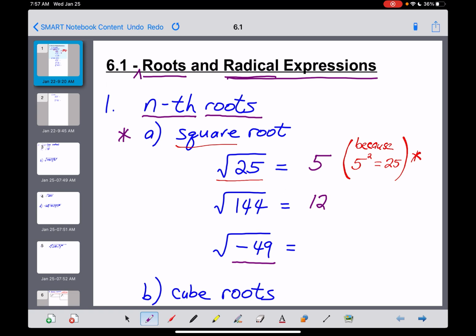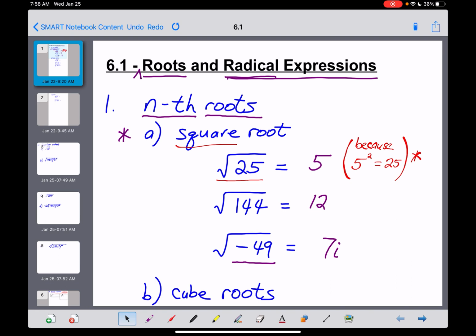So what we learned in Chapter 4, everybody, is that if you're going to take the square root of a negative number like negative 49, you take the square root of the 49, which is just 7, but you're going to stick an i at the end of that to make that an imaginary number. Okay? All right, so that's just a quick recap of square roots. None of that is really new at all.